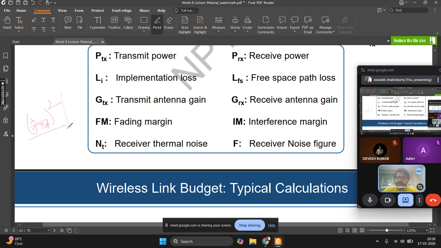This is your free space path loss. There is G1, G2, but here we are considering antenna gains separately. So we are considering only the strict free space path loss, that is after leaving the antenna. So that is lambda by 4 pi d whole square, where d is the distance and lambda is the wavelength of the radio signal.